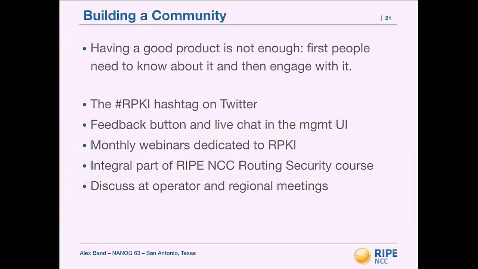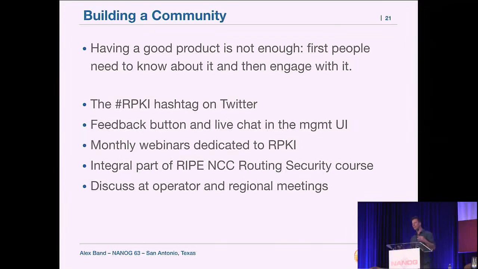Because we got to this point by gathering lots and lots and lots of feedback. And we do that because all of this functionality is part of a routing security training course that the RIPE NCC does twice a month. We do monthly webinars where we talk to like 20 people who sign up for that through the entire system and explain to them how all of this works. We talk about this at operator meetings and at regional meetings. We make sure that we use social media in a good way, because building a community like that really gives you the feedback to make all of these constant improvements.